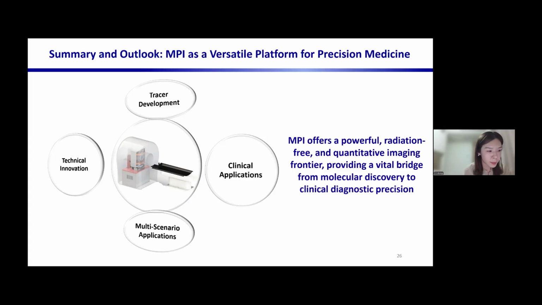So to conclude, we have demonstrated that MPI is far more than just another imaging modality. By combining high performance instrumentation with innovative probe design, we have successfully addressed some critical diagnostic challenges, from the early detection of stroke to tumor molecular imaging and to real-time tracking of cell therapy.